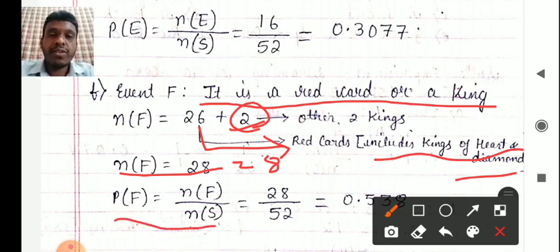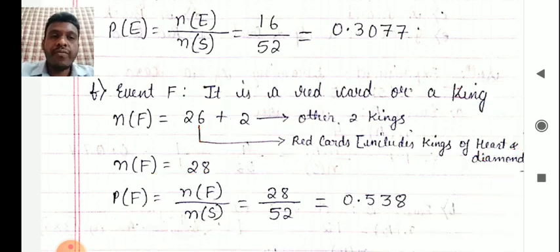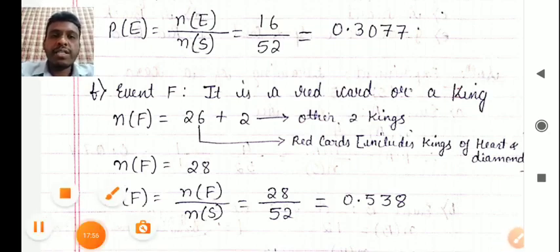So P of F is equal to n of F upon n of S, which is equal to 28 upon 52, that is nothing but 0.538. So I hope you have understood this.